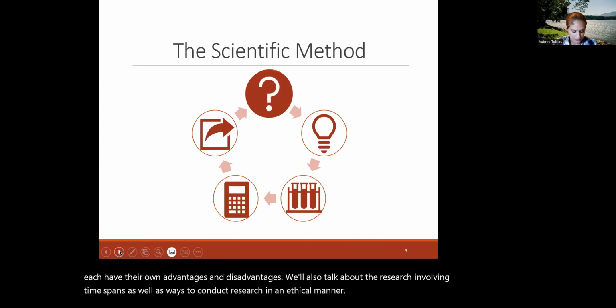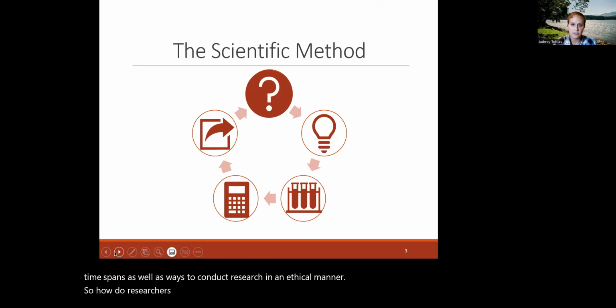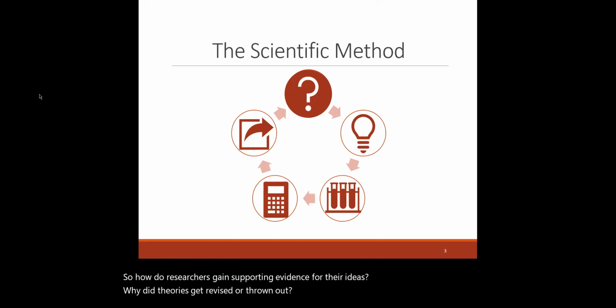So, how do researchers gain supporting evidence for their ideas? Why do theories get revised or thrown out? Research. So research is conducted using the scientific method. It is a set of assumptions, rules, and procedures that scientists use to conduct research.